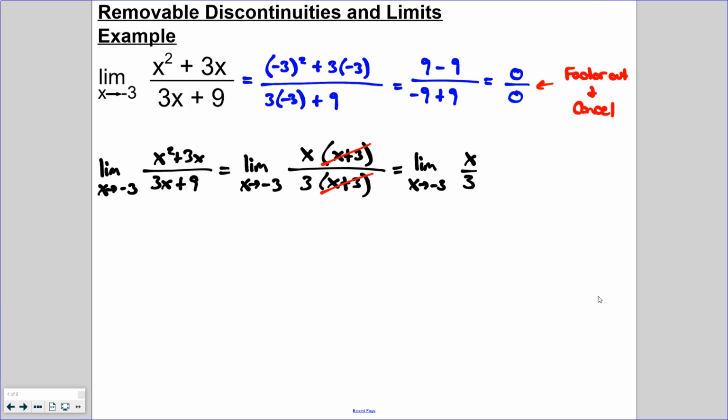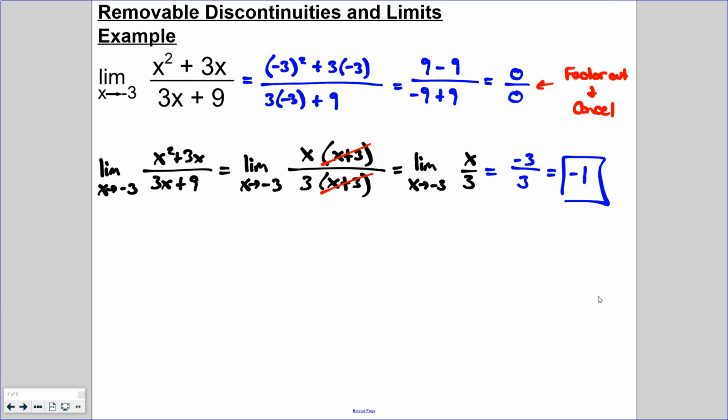So we factored and canceled, which means if we do direct substitution now, we shouldn't get 0 over 0 anymore. So that's what we'll do. Now we'll apply the direct substitution again to give us negative 3 over 3, which gives us an intended height of negative 1.